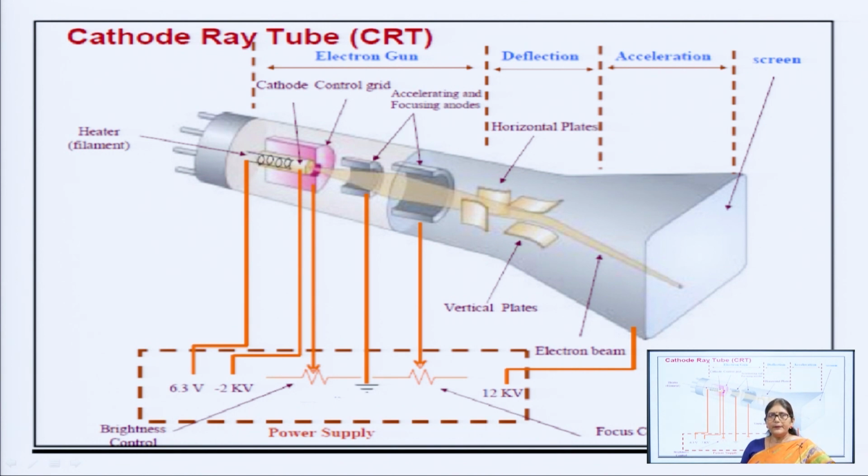Then there are a pair of horizontal deflection plates and a pair of vertical deflection plates. As we can see here, the horizontal deflection plates control the movement of electrons in the x direction, but they are kept vertically, and the vertical deflection plates control the movement of electrons in the y direction, and they are kept horizontally. Then there is a screen. The function of the screen is to convert the electrons impinging on it into light energy.